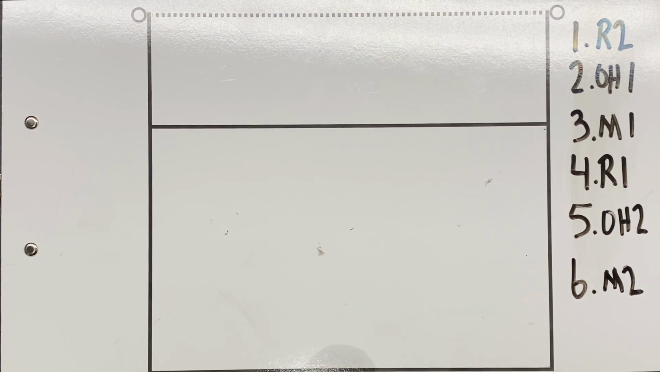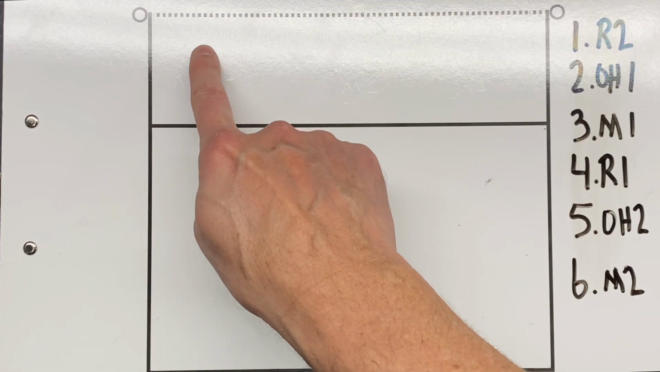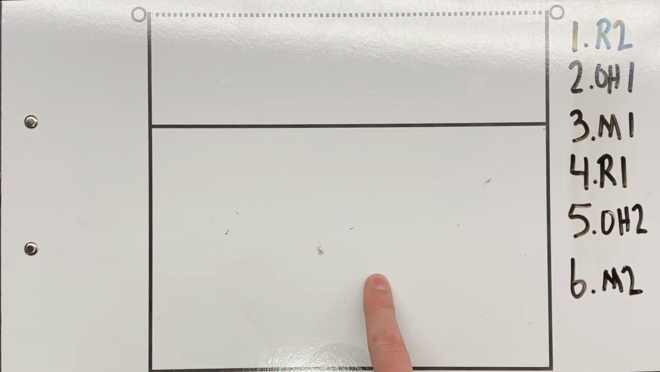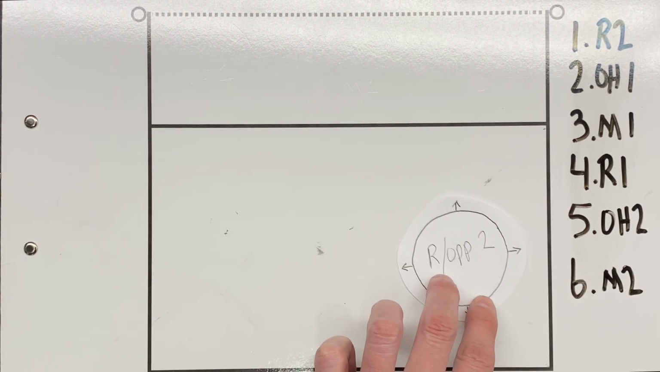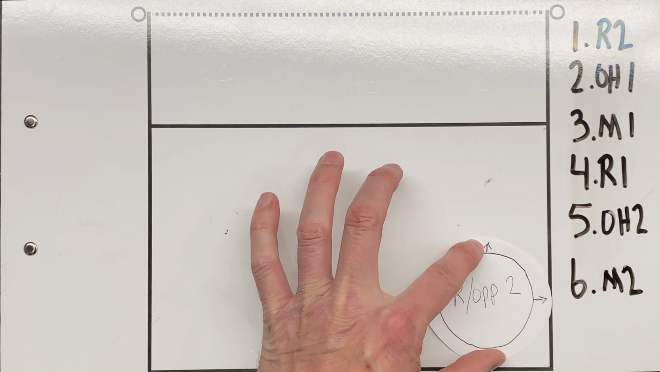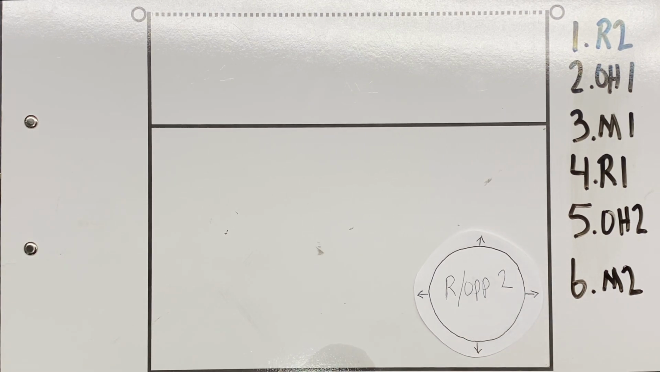Okay, so here we have our lineup. So zone 1, which is going to be your server section, then 2, 3, 4, 5, and then 6. Okay, so we have our R2. So that's our right side or opposite of the setter. So if you hear somebody say oppo or opposite, they're referring to the right side player. Okay, but right now we're just saying that's the right side player.